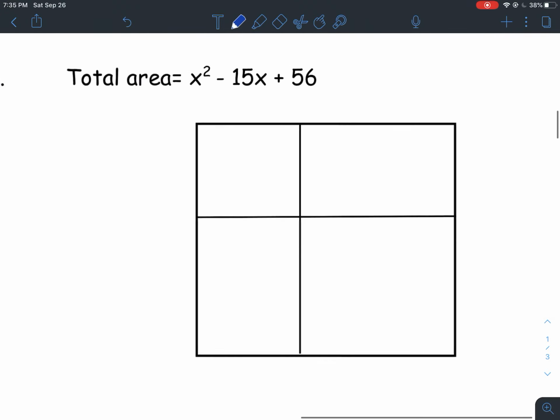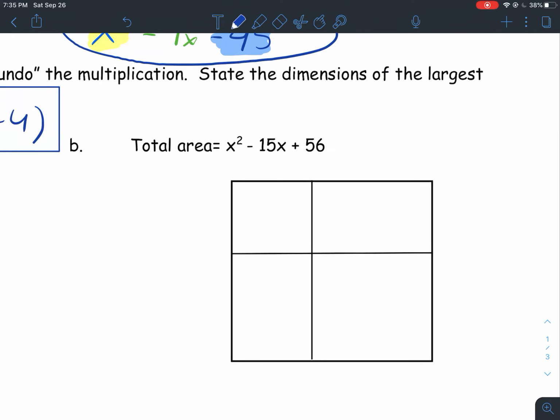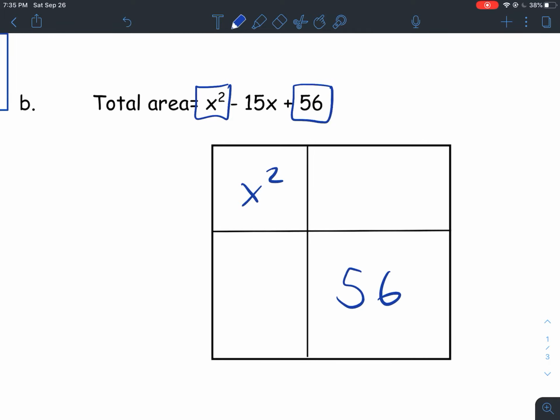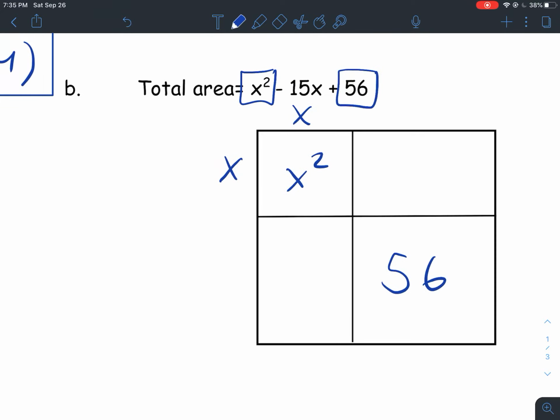All right, let's try the next one. Let's undo the multiplication here, right? We're going to factor this trinomial. So again, we put this x squared in this box and our constant on the end in this box. We can also put our x's in. So we need to figure out what multiplies to give us our 56.